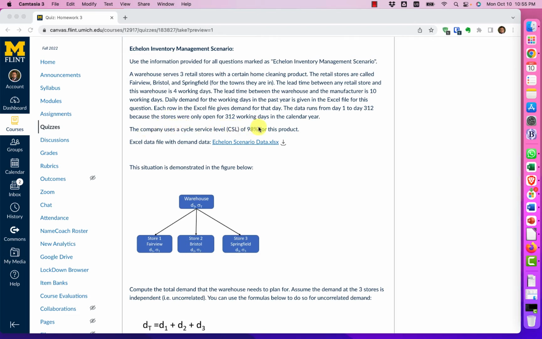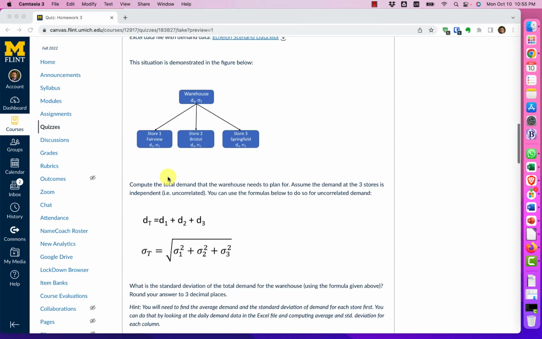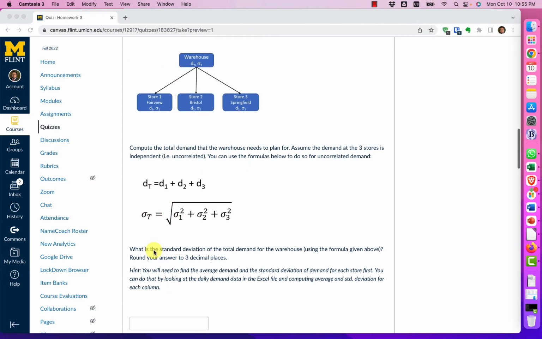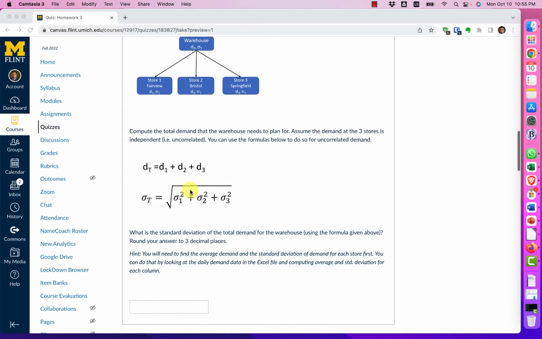Cycle service level is 98%. Okay, and we can compute the total demand at the warehouse and the standard deviation of the demand at the warehouse using these formulas. So the first question is, what is the standard deviation of total demand for the warehouse using this formula?